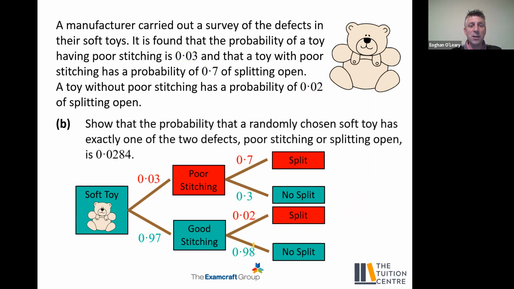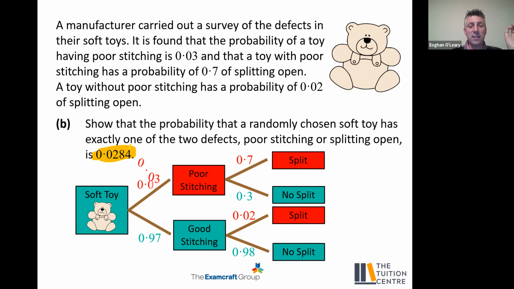Show that the probability that a randomly chosen soft toy has exactly one of the 2 defects, so not both, just one, poor stitching or splitting open, is equal to 0.0284. So it's very important to read it carefully and get the exact meaning. In this case, there are 2 scenarios. You could have poor stitching but not split open, or you could have good stitching and split open.